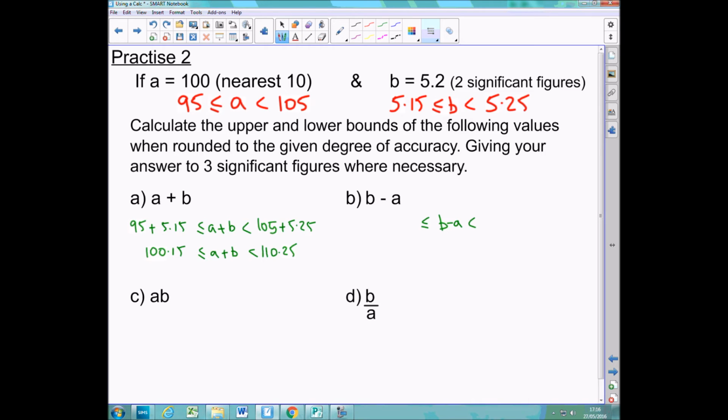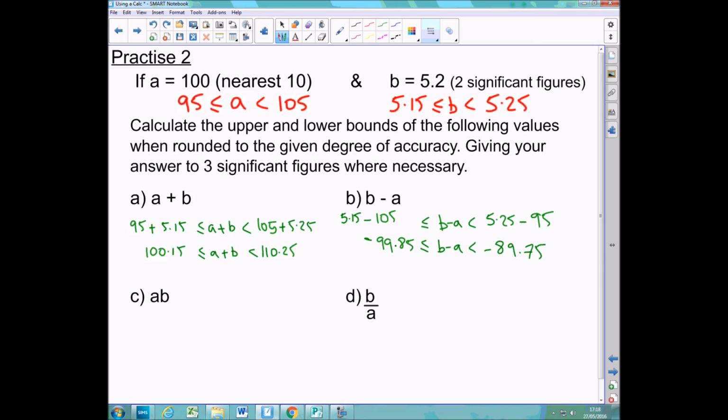Okay, so for the takeaway one, remember this is the one we've got to be careful at. The lower bound, I need to start off with the lowest possible value of B, which is 5.15, and I'm taking away the biggest possible value of A, which is 105, which gives me an answer of minus 99.85. My upper bound, though, I need to start with the biggest possible value of B, which is 5.25, and take away the smallest possible value of A, which is 95. And this would give me an answer of minus 89.75.